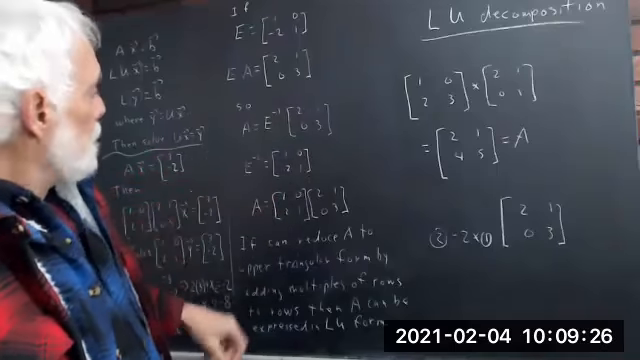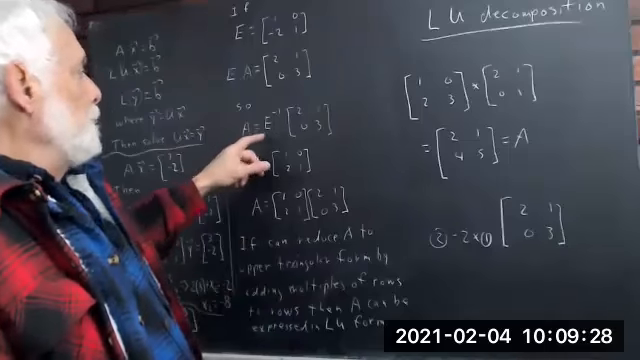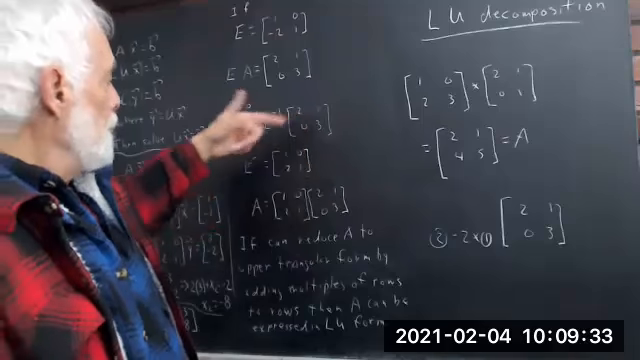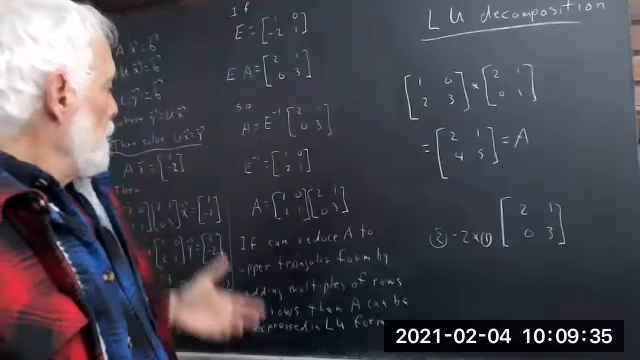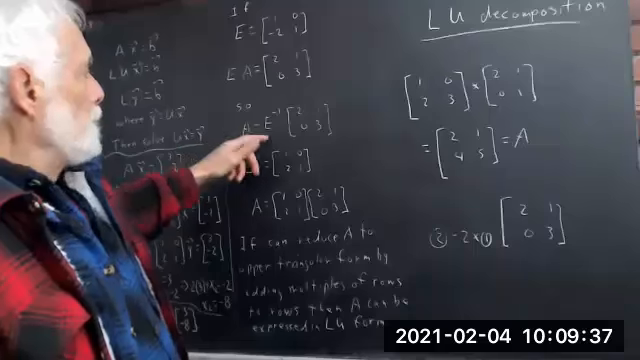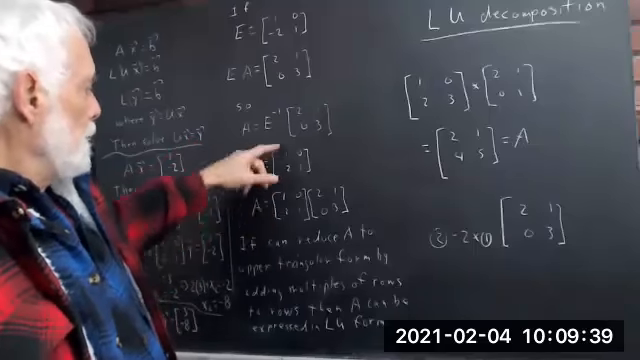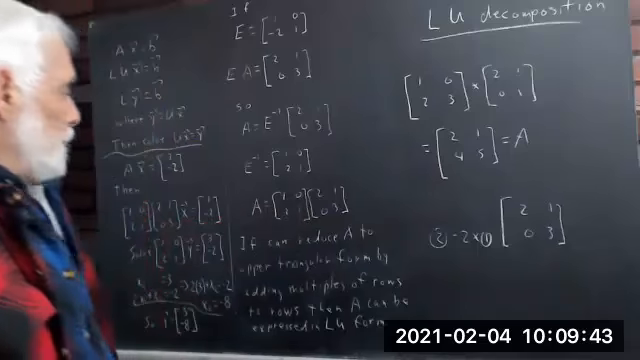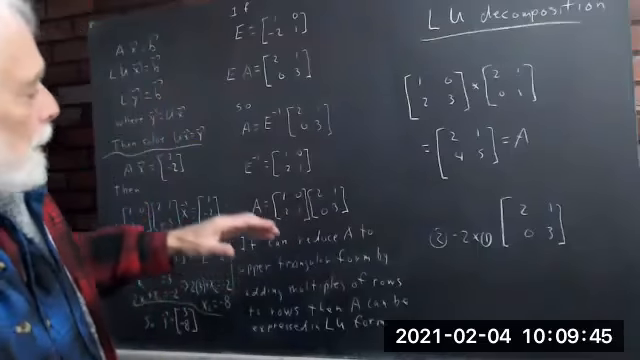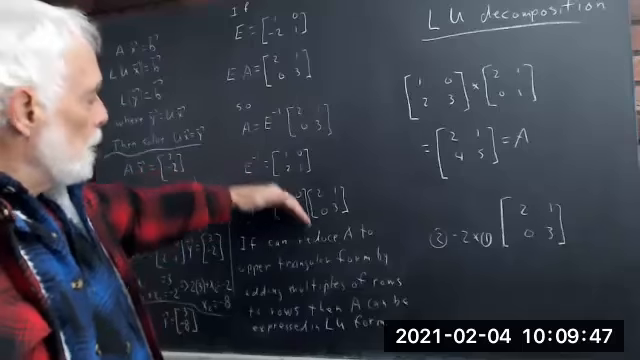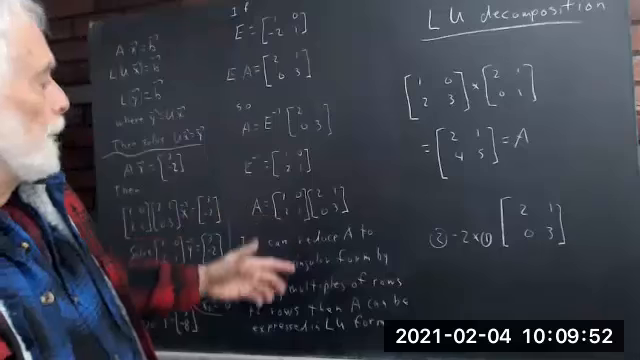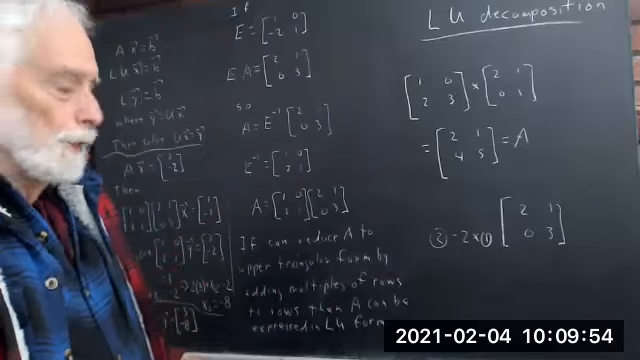And you can verify then that A equals E inverse times this. You just multiply this matrix by this, and you do get the matrix A. It follows then that A is E inverse times this. So A is, here's E inverse, here's this. Okay, if we can reduce a matrix, so this is lower triangular, upper triangular, we've reduced the matrix A to lower upper triangular form.